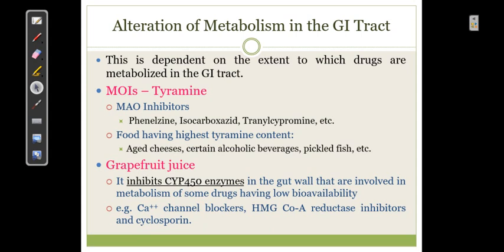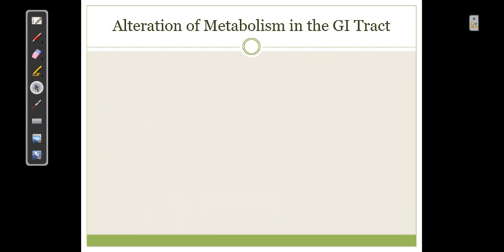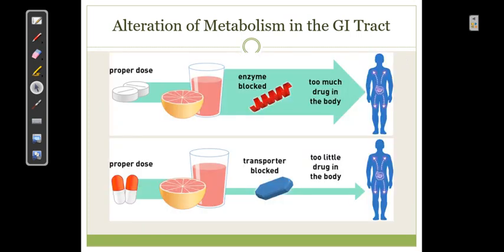Grapefruit juice also blocks some of the transporters, and if transportation of some drugs is blocked, it would result in too little drug in the body. So two mechanisms can be proposed. The first is that metabolism in the GI tract can be blocked, in which case the plasma concentration of the drug increases and increased absorption could be observed. The second is that transporters could be blocked, and in that case the absorption could be reduced. So this is regarding grapefruit.